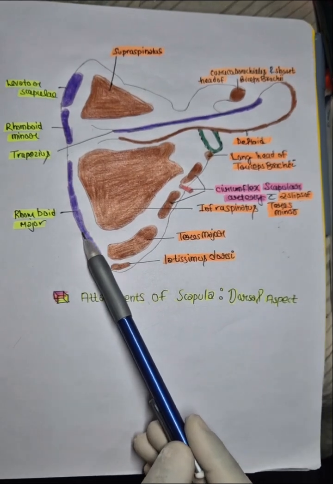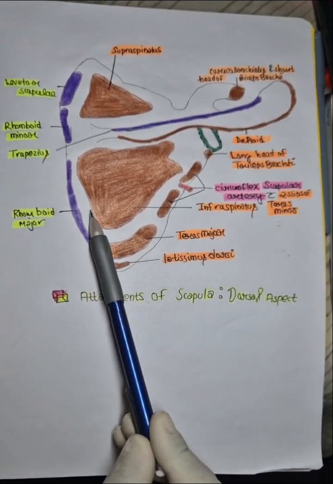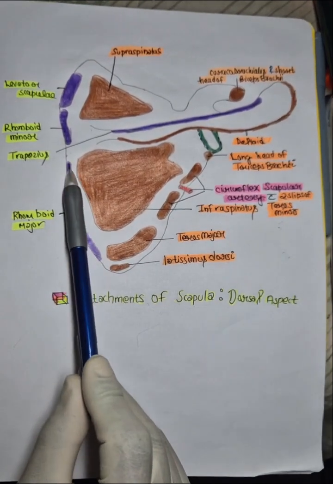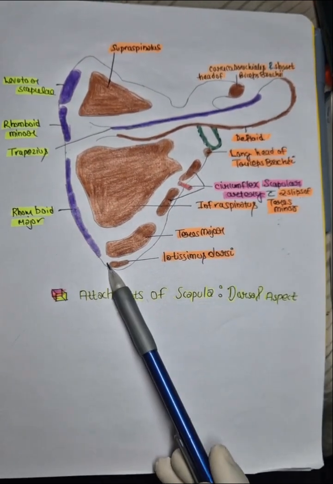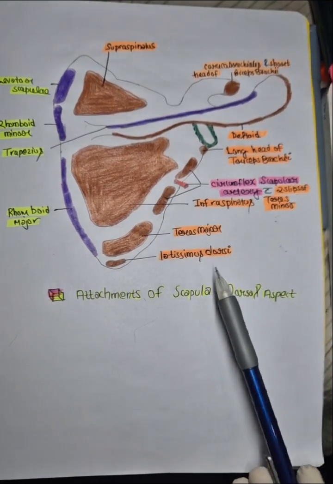Now we came to this third muscle. This is the rhomboid major muscle. This rhomboid major muscle gets inserted along the dorsal surface of the medial border from the root of the spinous process to the inferior angle.